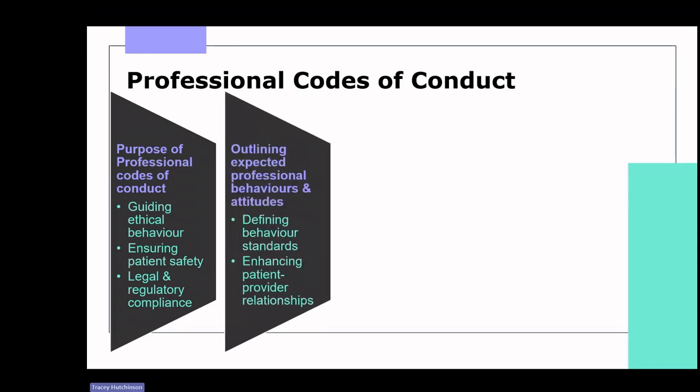So now let's outline expected professional behaviours and attitudes. Professional codes explicitly outline the expected standards of behaviours and attitudes for healthcare scientists. They set the bar for professionalism, respect, and empathy in patient interactions. Following these behaviour standards enhances patient-provider relationships, as patients can trust that healthcare scientists will treat them with dignity, respect their autonomy, and maintain confidentiality.